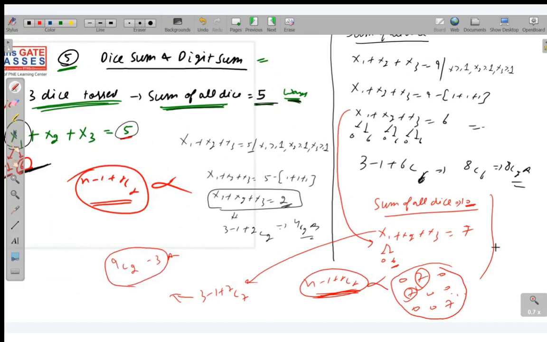Are you getting it now? Roughly I have told you. So 7 in the first place is not allowed, 7 in the second place or third place is not allowed. Rest, no problem at all.